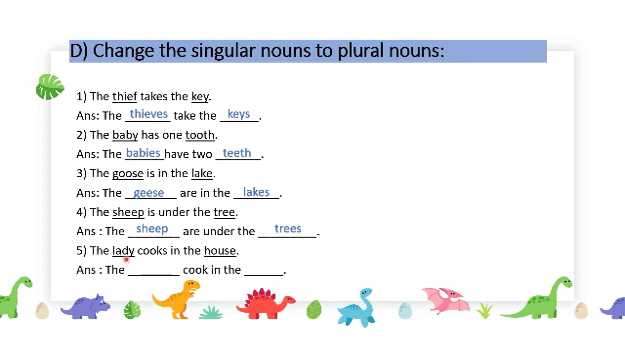The lady cooks in the house. The lady. We have to change this lady. So lady will become ladies. The ladies. And same like the first question, cooks. When it is a single person, the action has an S over here. But when we are talking about many, it becomes the ladies cook in the houses. I hope you understood. Please understand the sentence and don't forget to do that minor change of verb. Okay.